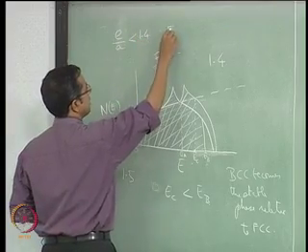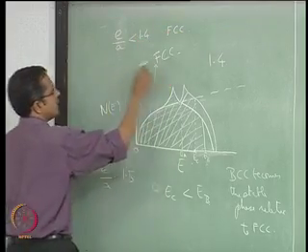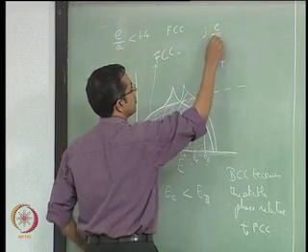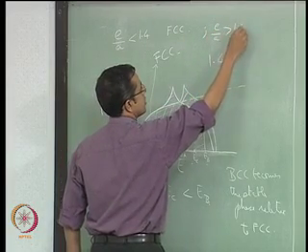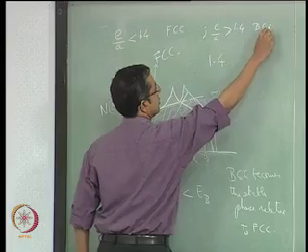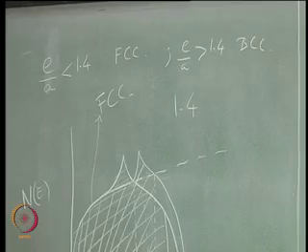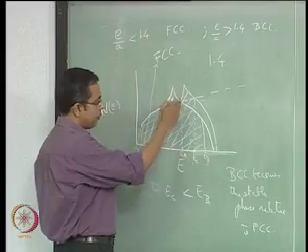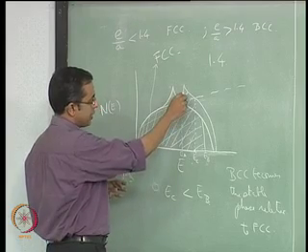then it remains as FCC. If E by A is greater than 1.4, it becomes BCC. And so you just have to find that 1.4 might work out at some particular location.